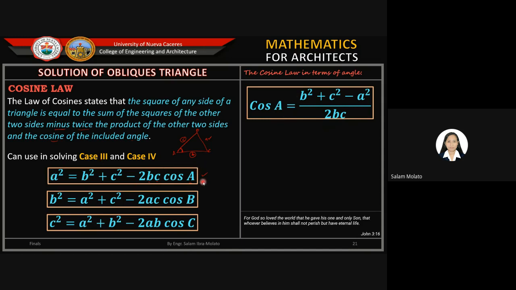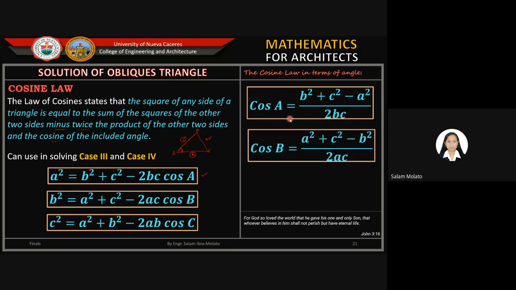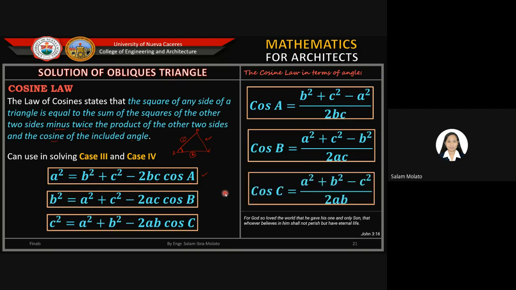So you may not need to memorize this. If you memorize this and know how to derive the other, it is easier for you than memorizing this one too, but it depends on you, on what you prefer. So, for cosine B, A squared plus C squared minus B squared over 2AC. Again, this is just derived from this equation. And cosine C is equal to A squared plus B squared minus C squared over 2AB. This is again derived from this equation.